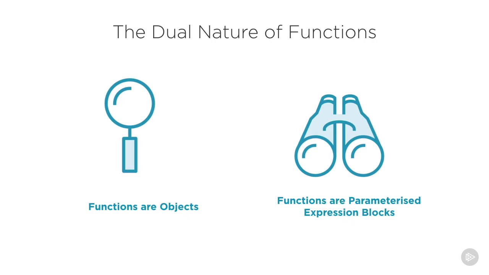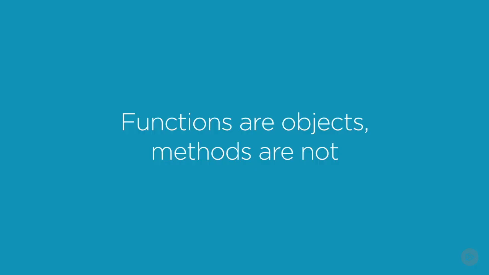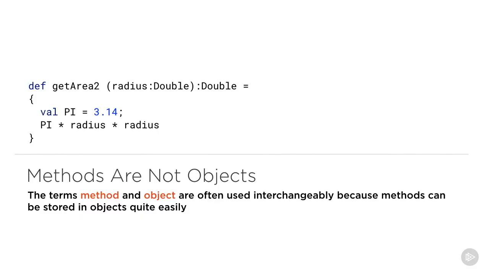I won't belabor this since we've discussed it already, but do keep in mind that functions are objects that contain behavior. Now that we are discussing functions in detail, we should also be aware that functions are objects but methods are not. Let's start with the mechanics. Let's learn how functions and methods differ in their definition. On screen now is the definition of a method. You can see that this is done using the def keyword. In effect, we are declaring getArea2 to be a method of whatever class contains this particular method definition.